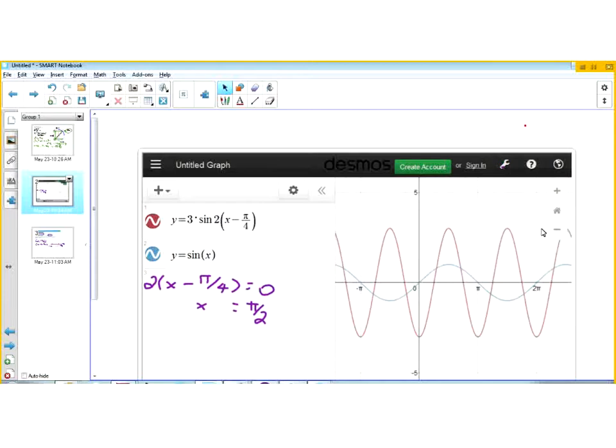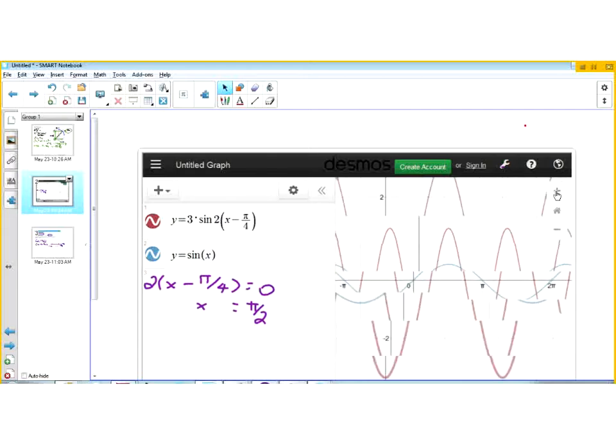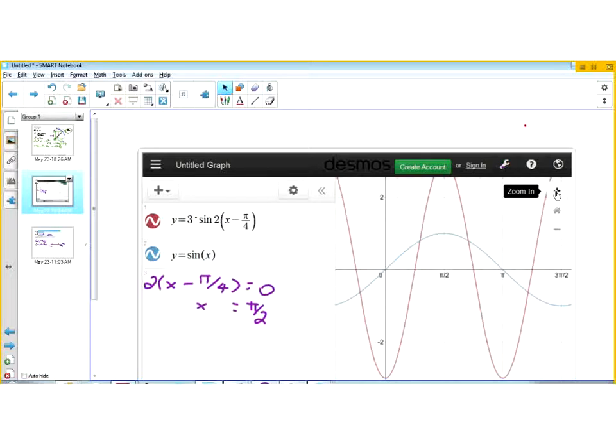All right, so the red curve's period starts at pi halves. That's the first x-intercept, essentially. No, I'm sorry, not for this particular curve. So we start the period of the red curve at pi halves. Is that right? Let me check. Pi halves. No, I'm sorry. I made an algebraic mistake, right? I beg your pardon.